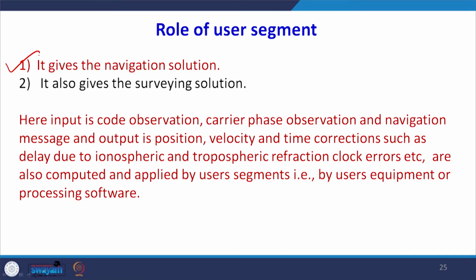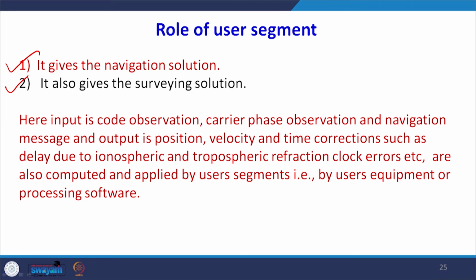Now, there is the user segment, and it is basically this part which is more important to us, and this is the receiver part. We have a receiver, and this receiver is communicating with the satellites which have been launched. We are not communicating with the control stations, okay, the control segment. We are communicating directly with the space segment. So, this user segment will give us the navigation solution. It will also give us the surveying solution.